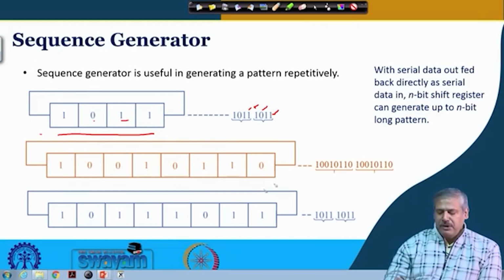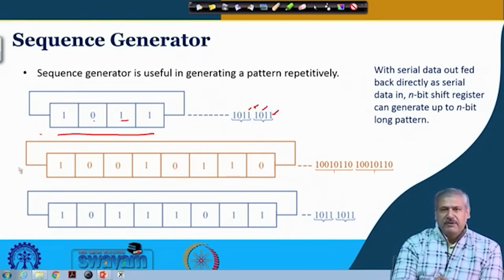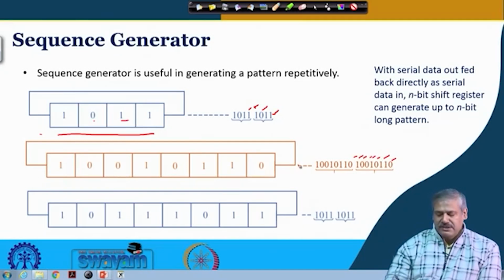Instead of 4-bit, if we have an 8-bit shift register, and say we have loaded it with 10010110, again the output of it is fed back as input of this one. So, 0, 1, 1, 0, 1, 0, 0, 1 is getting generated. So, one cycle is getting completed. The next cycle will start with another 0, and this particular pattern will get repeated. So, with 4-bit you can get a 4-bit pattern, with 8-bit, an 8-bit pattern.